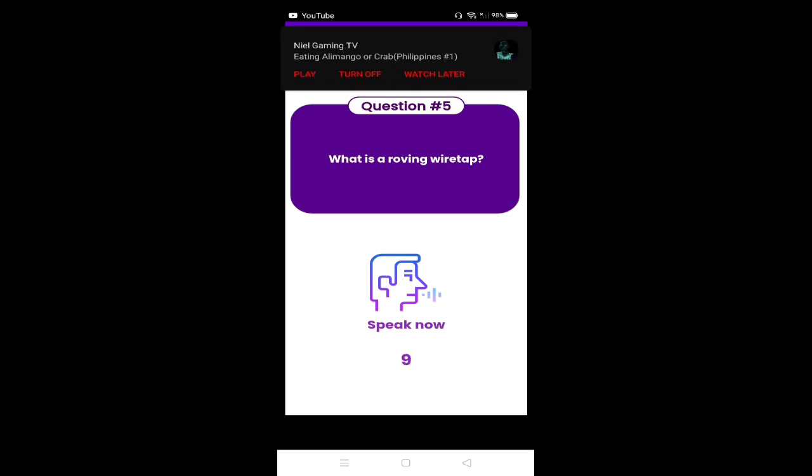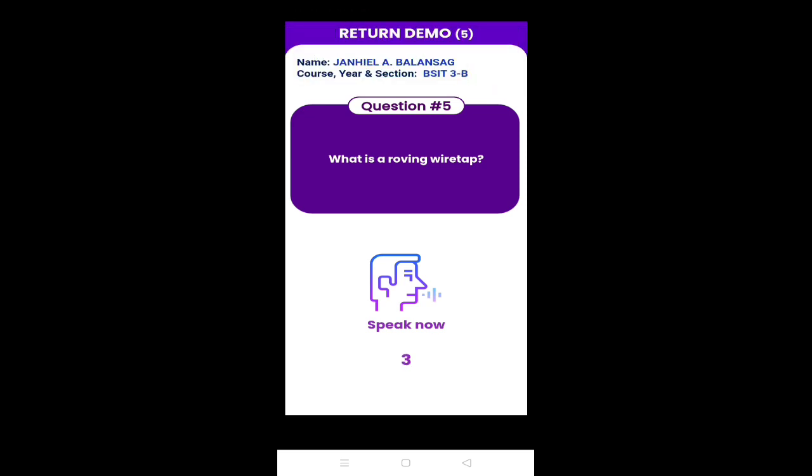Question number 5. What is a roving wiretap? Well, in United States law, a roving wiretap is a special kind of wiretap permit that follows the surveillance target. For instance, if a target attempts to defeat a regular wiretap by throwing away a phone and acquiring a new one, another surveillance order would usually need to be applied for the new one.